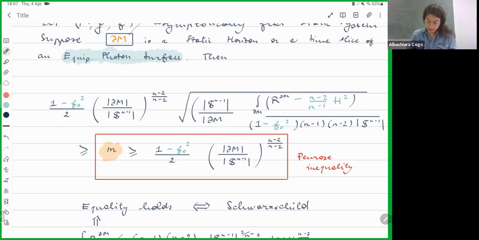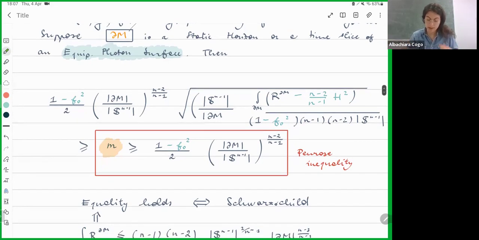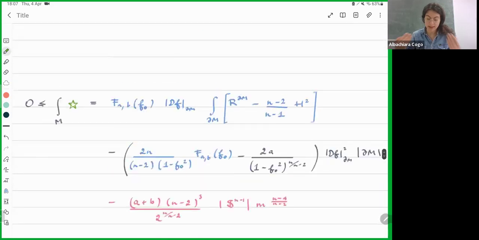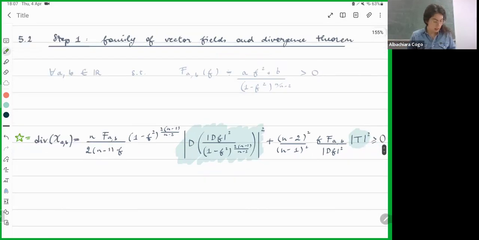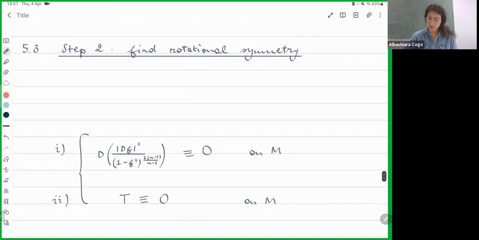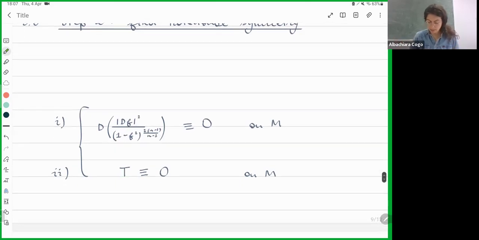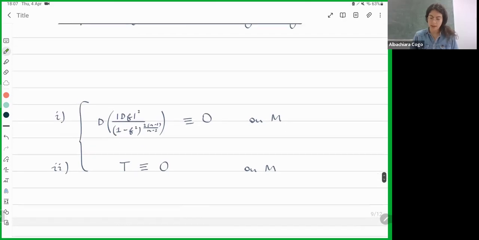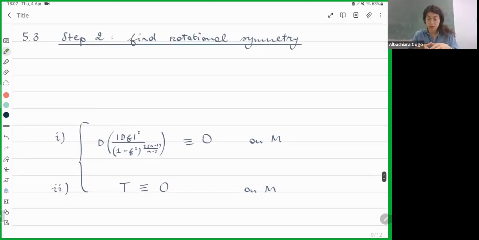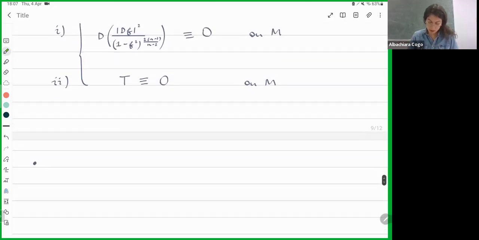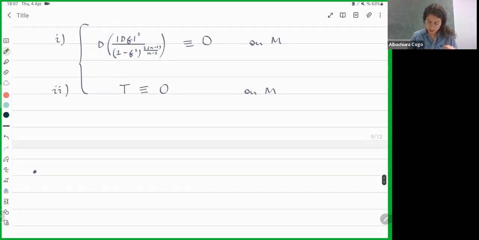And the equality in this equation corresponds to having the divergence equal to 0, as well as to these two quantities being 0. And one can show that this system, having these two quantities vanish, gives rotational symmetry. This is much more complicated than the three-dimensional case because one doesn't have, for example, the uniformization theorem for surfaces, and so one needs to work a bit harder.